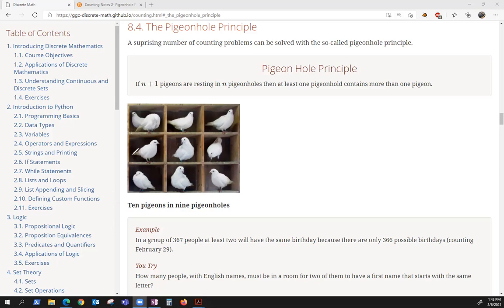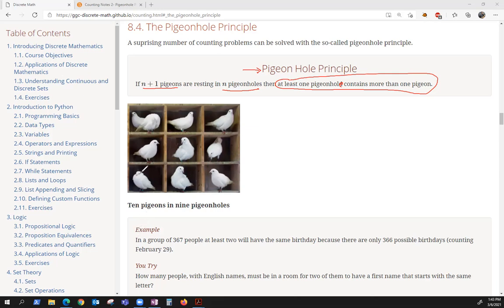Okay, so first let's see what the pigeonhole principle actually says as a mathematical statement. If n plus 1 pigeons are in n pigeonholes, then here's the best part: at least one pigeonhole contains more than one pigeon. And I just noticed there's a typo right there, which I will add to the errata on GitHub. Okay, so if you have n plus 1 pigeons and you're going to put them in n pigeonholes, notice you have one extra pigeon, then at least one hole contains more than one pigeon.